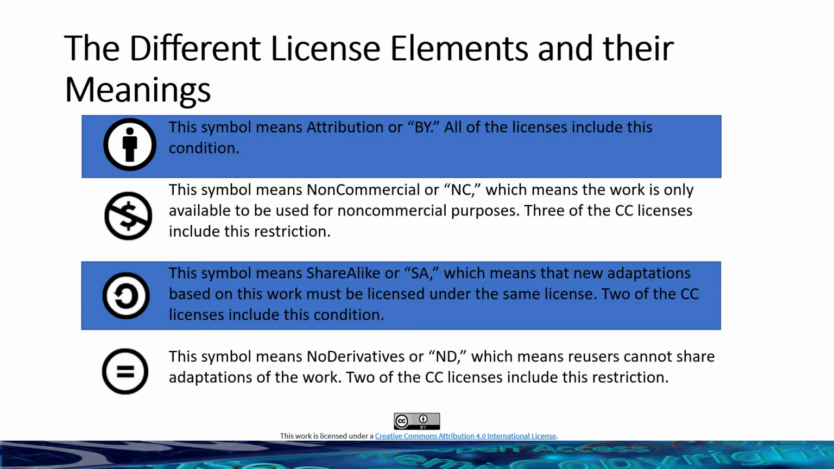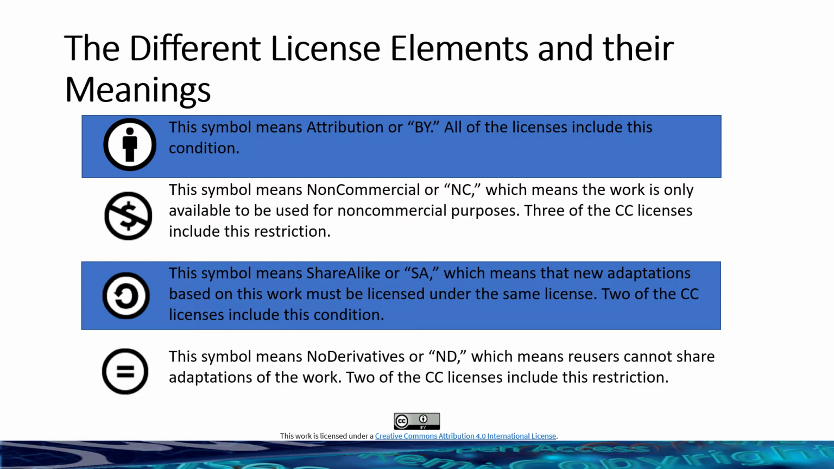You will see the NC in the code, the quick symbol code for a license, and you will know that it's non-commercial use, which means the work is only available to be used for non-commercial purposes. 3 of the CC licenses include this restriction, but not all of them.